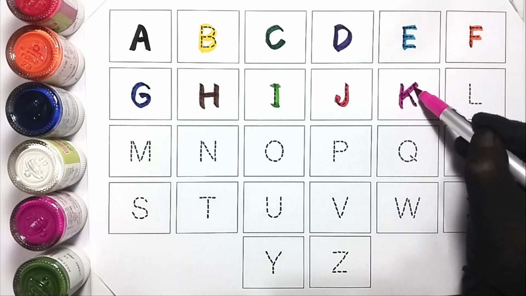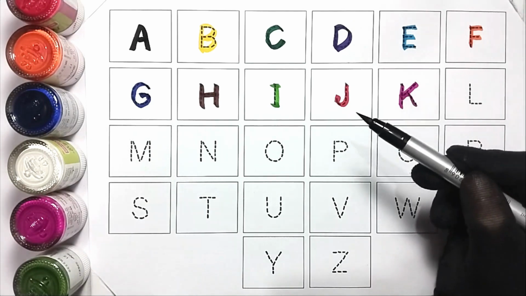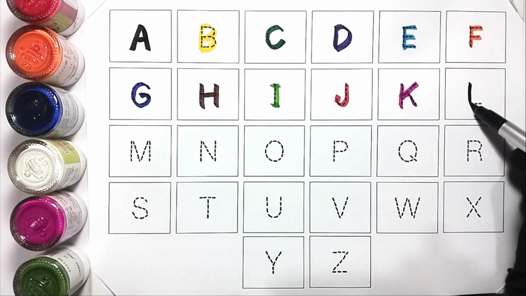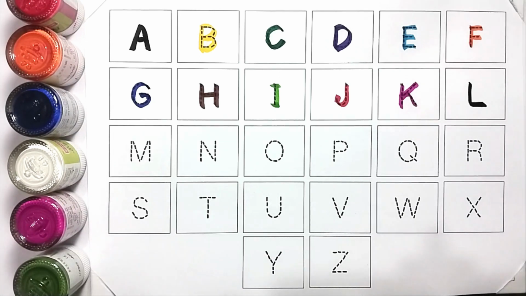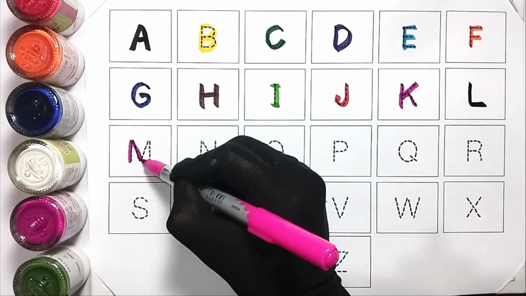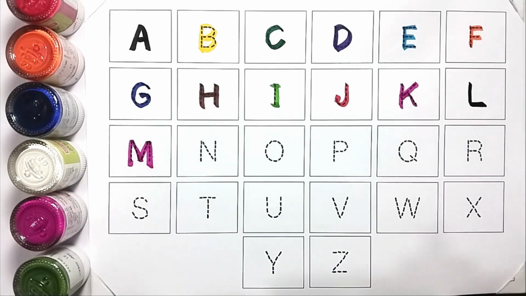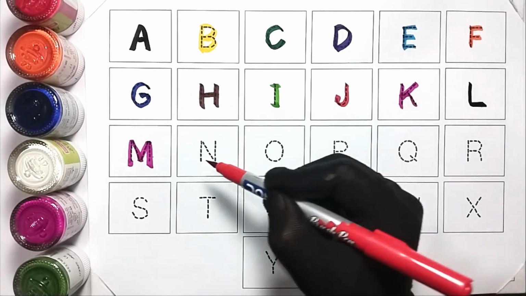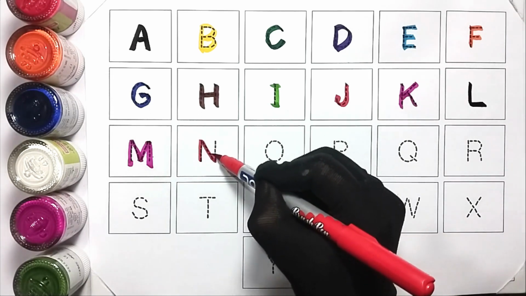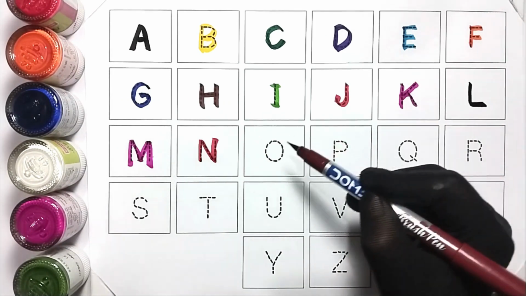K for king. Black color. L for light. Pink color. M for mouth. Red color. N for nose. Brown color.